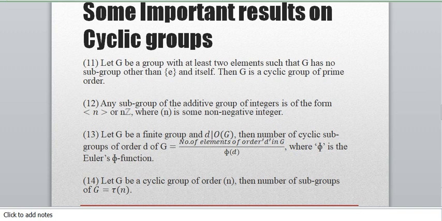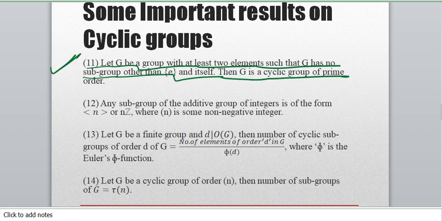After we have finished the 10th part, today we are going to talk about the 11th part. What does it say? Let G be a group with at least 2 elements such that G has no subgroup other than e and itself. Then G is a cyclic group of prime order. See, I was explaining this, right? Let G be a group where there are no other elements except for e and some other element a. Then you can see that G is a cyclic group of prime order.